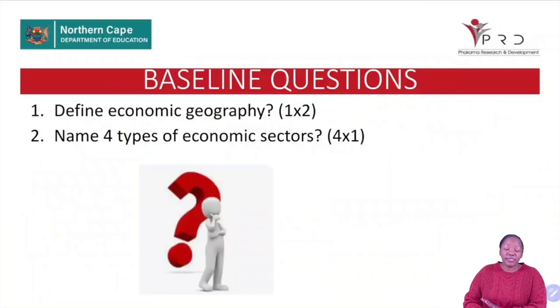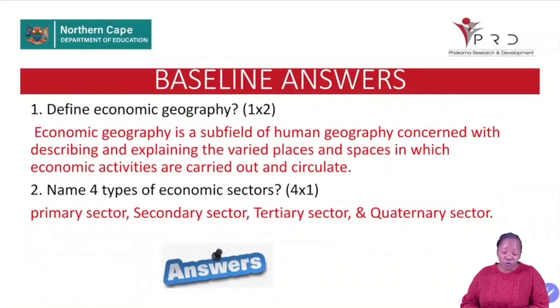Right, I hope everyone is done. Looking at our first question, you are supposed to define what is economic geography. You can say economic geography is a subfield of the human geography, which is concerned with describing as well as explaining the varied places as well as spaces in which the economic activities are carried out and circulate. Then on our second question, you are supposed to answer the 4 economic sectors. We've got the primary sector, the secondary sector, the tertiary sector, as well as your quaternary sector.